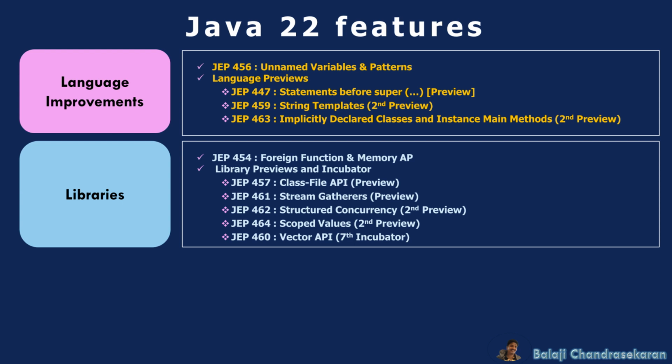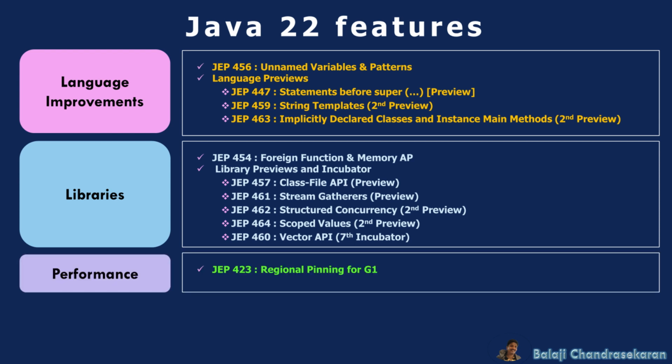The Vector API JEP 460 is the seventh incubator feature to express vector computations that reliably compile at runtime to optimal vector instructions on supported CPU architectures, thus achieving performance superior to equivalent scalar computations.